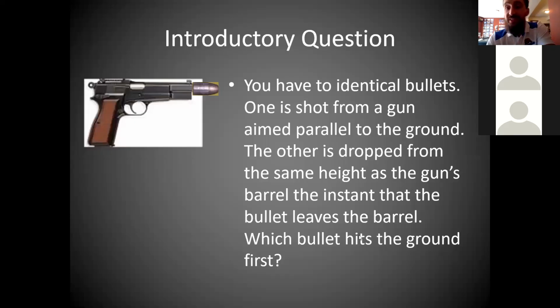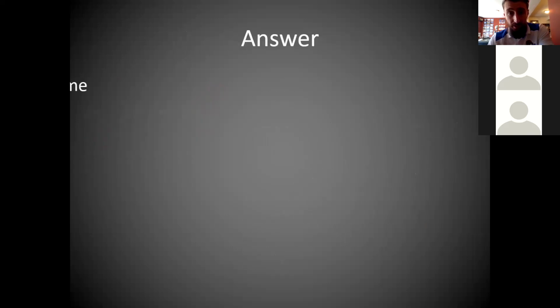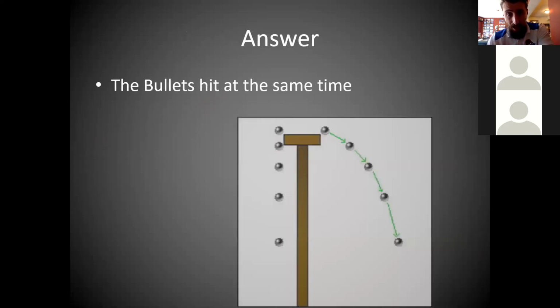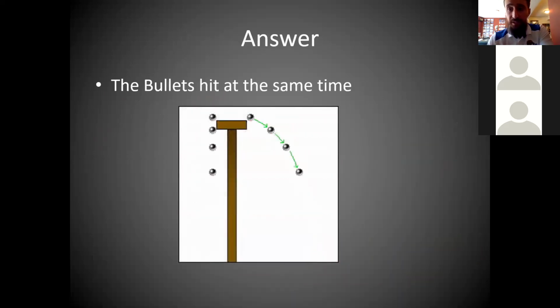So, as you can see, in that situation there were things they couldn't account for, like air resistance and stuff like that, but it was such a small difference in the time that the human eye couldn't make it out. So they are confirming that each bullet is going to hit the ground at the same exact time. Okay? So why that happens is because of this.